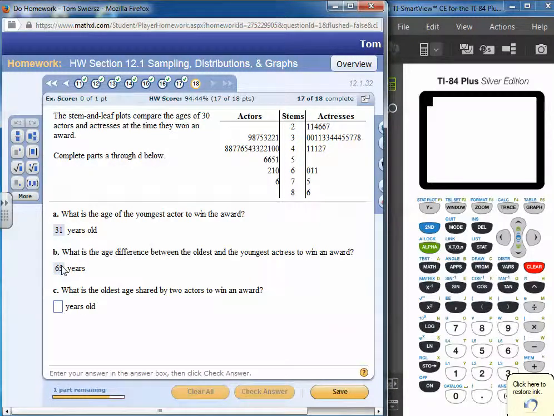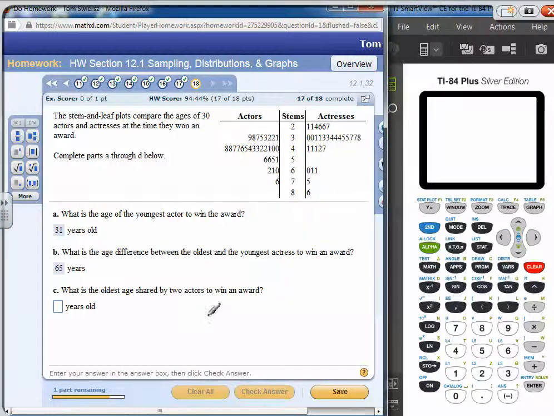65 years. What is the oldest age shared by 2 actors to win the award? Okay, so now we're going with actors. The oldest age shared, so we need 2 actors the same age. And it looks like nobody in their 70s, and nobody in the 60s is the same age, there's 62, 61, and 0. But in the 50s, there's 2 6s, right?